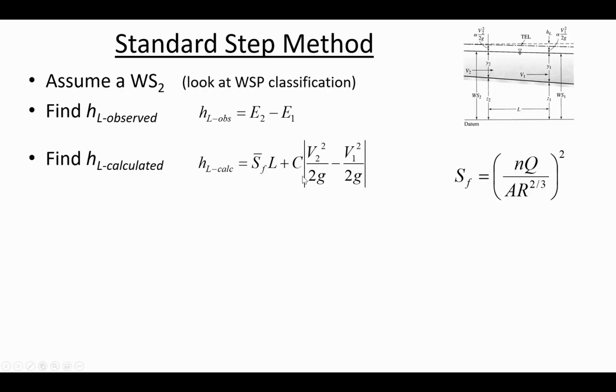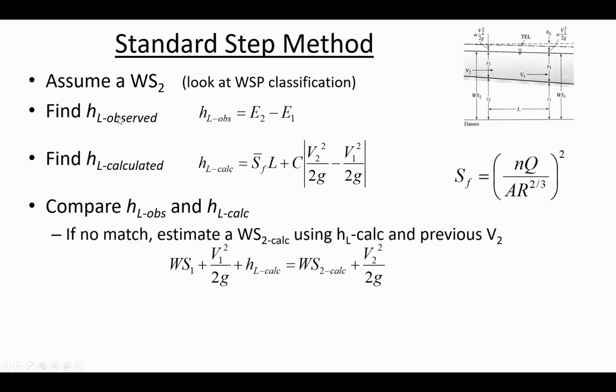It's kind of like how there's a coefficient when you have a channel expanding or contracting. But the calculated head loss is the slope of the energy grade line at the midpoint. So S sub F with this bar over the top of it just means, at the midpoint, what is the slope of the energy grade line? So the slope of the energy grade line multiplied by the length will give you a calculated head loss. And for the calculated head loss, you want to know at 1 and at 2 what is the slope of the energy grade line based on Manning's equation, and then you find it at the midpoint. So this is similar to what we did in direct step.